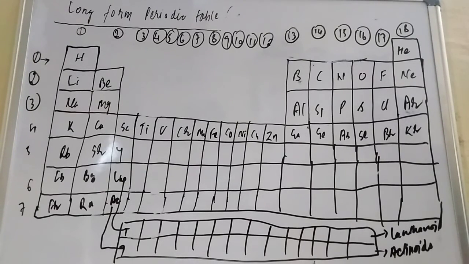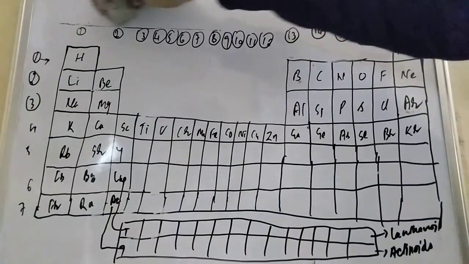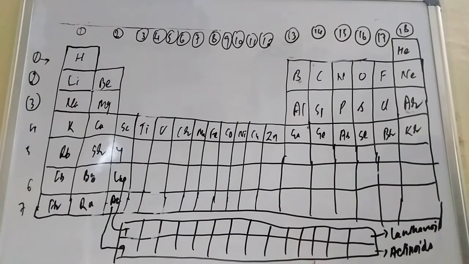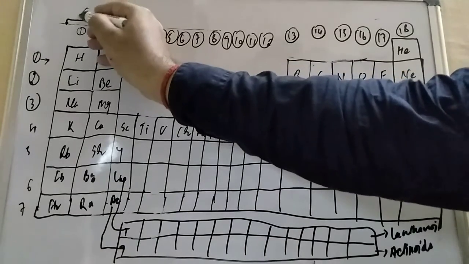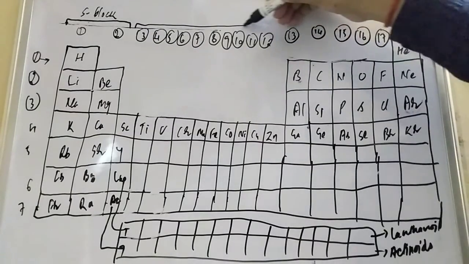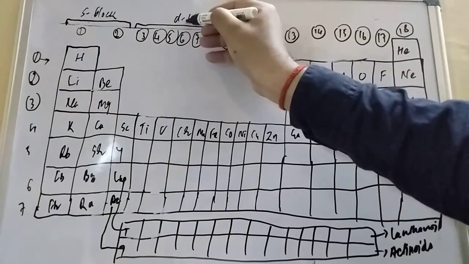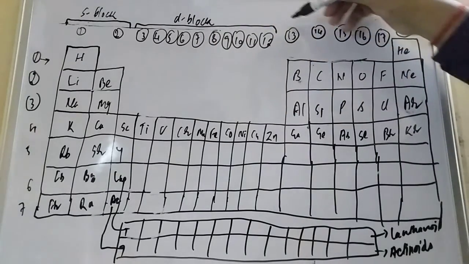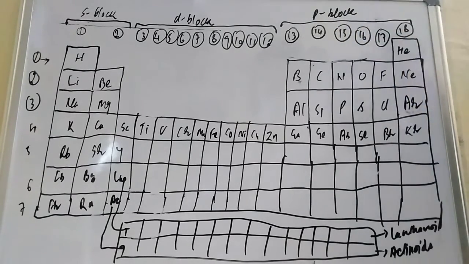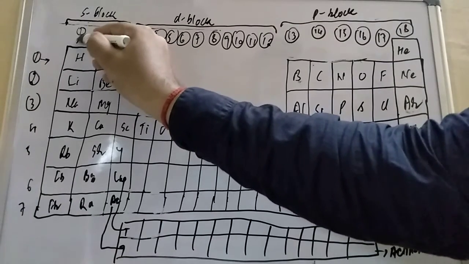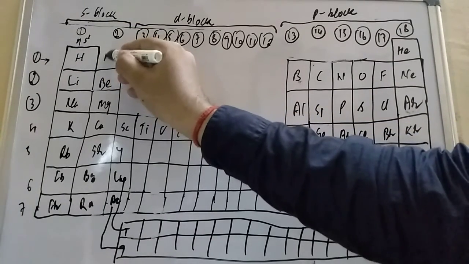The most important thing we are going to study is what the blocks are and how to understand the blocks. The first two groups are known as the S block. Groups 3 to 12 are known as the D block, and groups 13 to 18 are known as the P block. If you want to know the classification, the electronic configuration is ns1 and ns2.